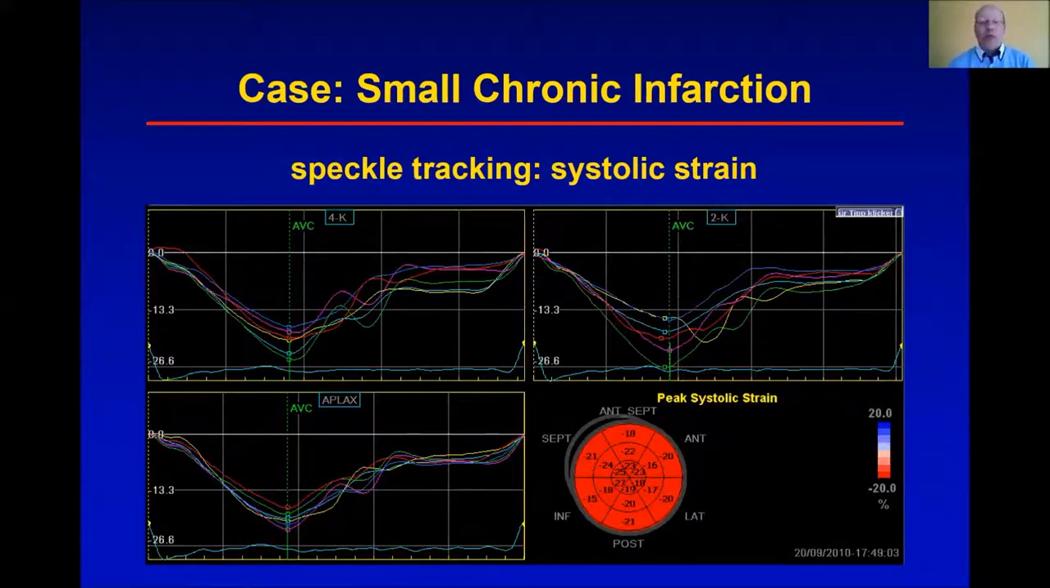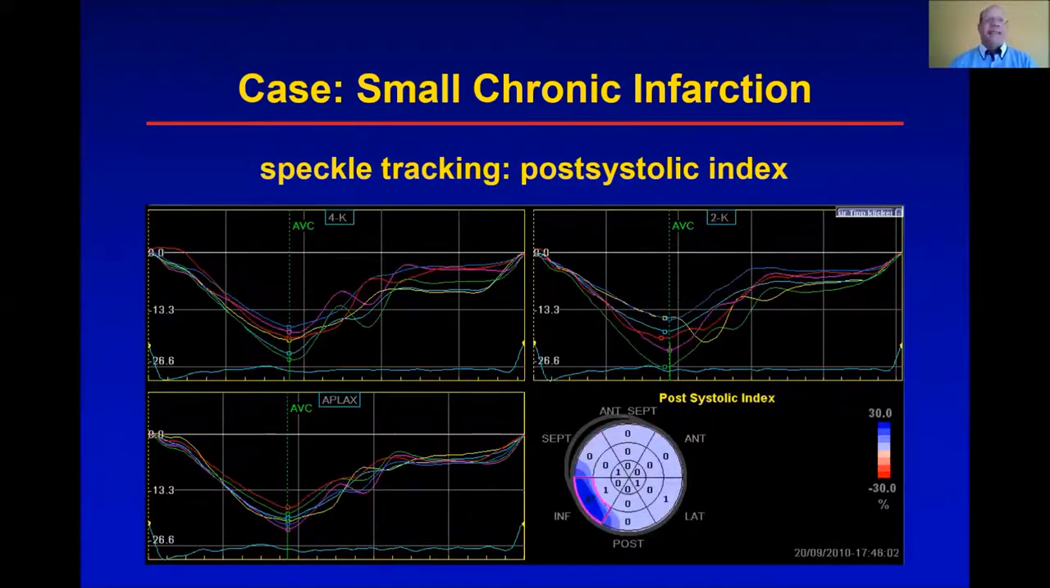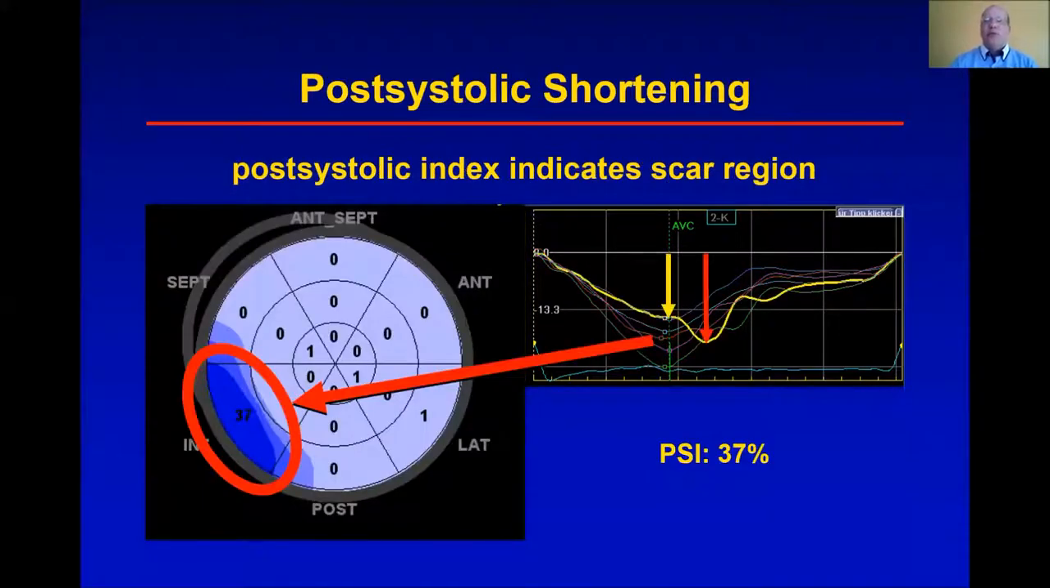But what I told you was you should look at patterns. So we have to choose another parameter. Peak systolic strain is not good. Go for post-systolic index, which is something that describes the amount of post-systolic shortening relative to the rest of the deformation. And if we do that, then we suddenly see in one segment a blue region, and this blue region indicates that there is a lot of post-systolic shortening going on.